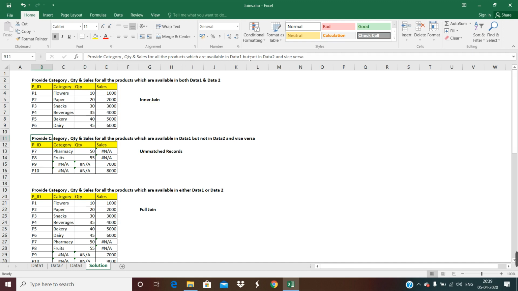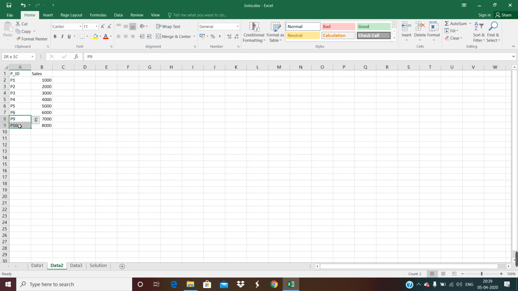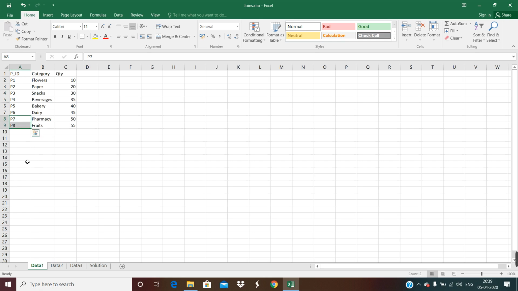Now the next question is: provide category, quantity, and sales for all products which are available in data 1 but not in data 2, and vice versa. That means we want this entire information but only for those products which are available in data 1 and not in data 2. So which are those products? P7 and P8, because P7 and P8 are there in data 1 but are not there in data 2. And similarly, P9 and P10 are those products which are available in data 2 but not in data 1.